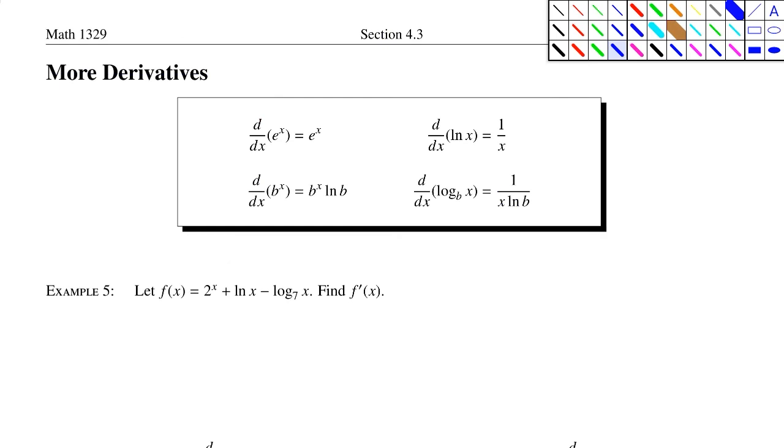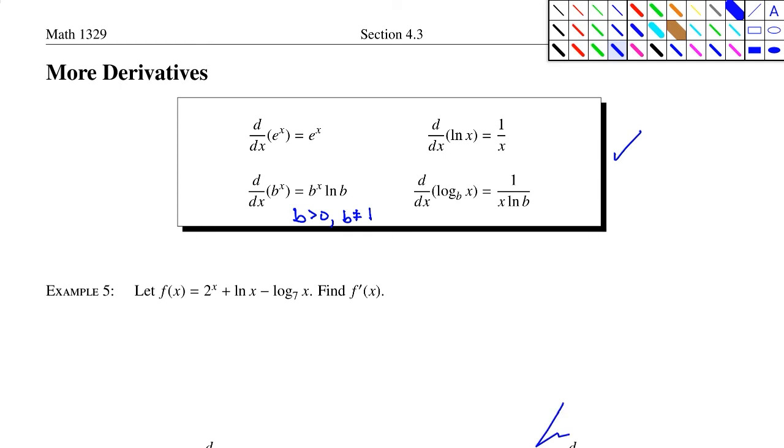Let's take a look at the rest of the derivatives that we need to learn for this section, and these are ones that you do need to memorize. So we already have the first one. The derivative of e to the x is equal to e to the x. And then down below, we have the derivative of b to the x. So this is b, any b that would be legitimate to work here. So this is b greater than 0 and not equal to 1. And that is b to the x times the natural log of b.